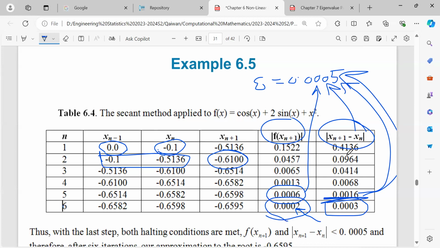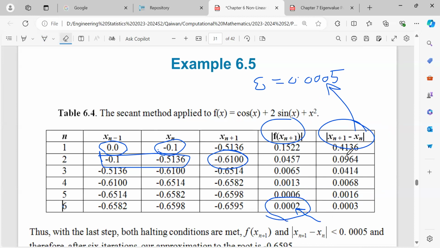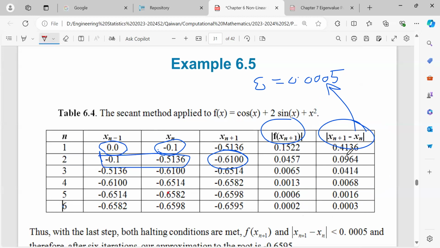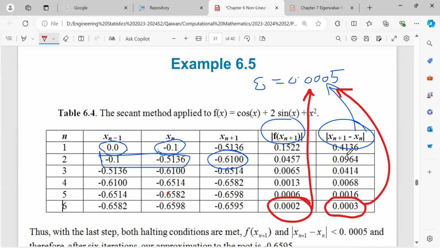So in the next step, we get 0.0002, and here we say it is less than the error. So you stop. And also here, this is less than the error. Even if only one of them is satisfied, we stop. If only one of them is satisfied, we stop.